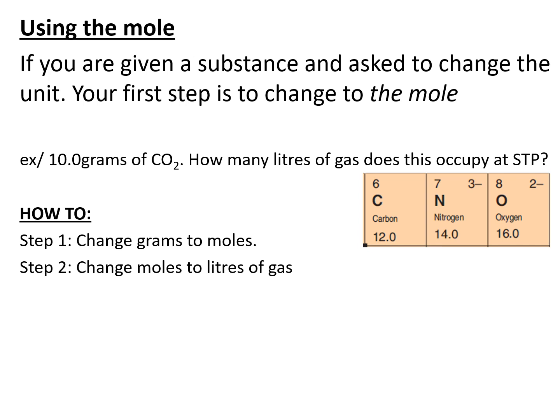If you're given a substance and asked to change the unit, often the first step is going to be changing it to a mole. So here's a question right here. It says 10 grams of carbon dioxide, and how many liters of gas does this occupy at STP? Remember in the last video we talked about what is STP, and STP stands for standard temperature and pressure. The standard temperature being 0 and pressure being 101.3 kilopascals.